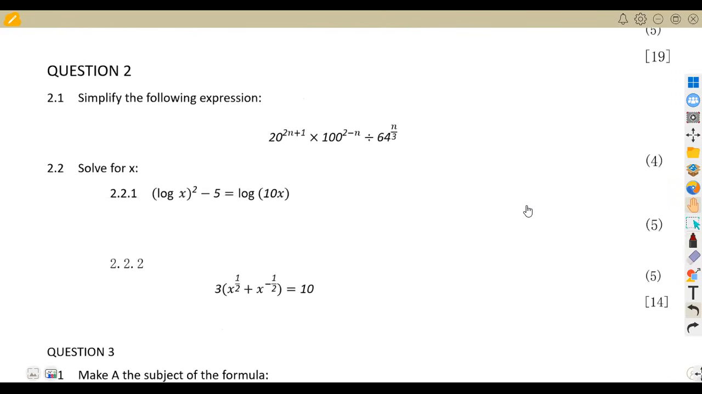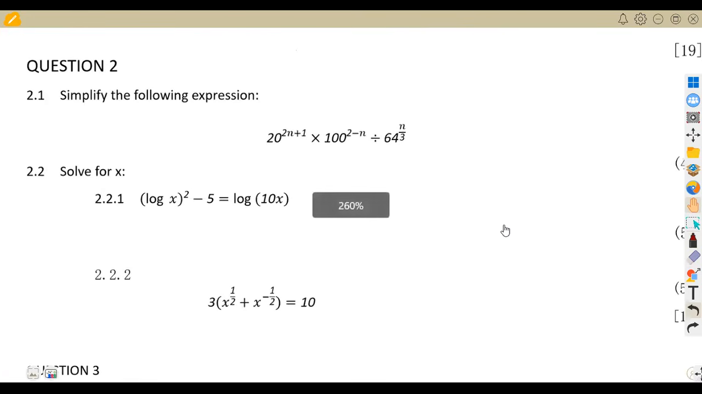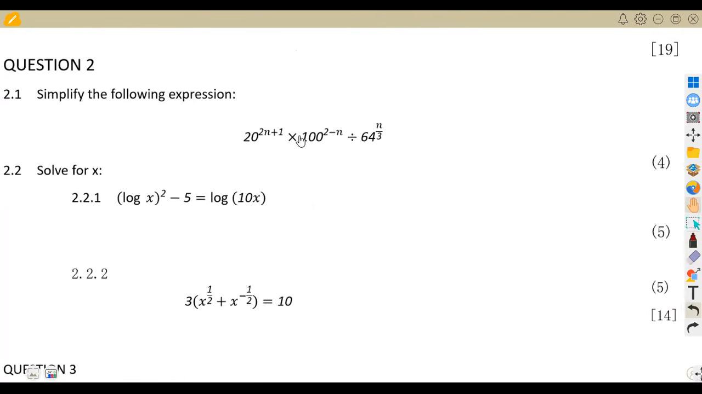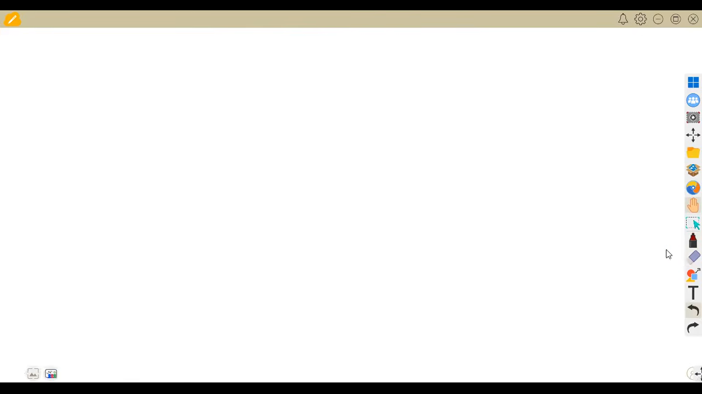Question 2. Simplify the following expression. So that's the expression that we're given to simplify: 20 to the exponent of 2n plus 1 multiplied by 100 to the exponent of 2 minus n, divided by 64 to the exponent of n over 3, 4 marks. Okay, let us just see how we're supposed to approach this question. All right, so this is question 2.1, which is our question 2.